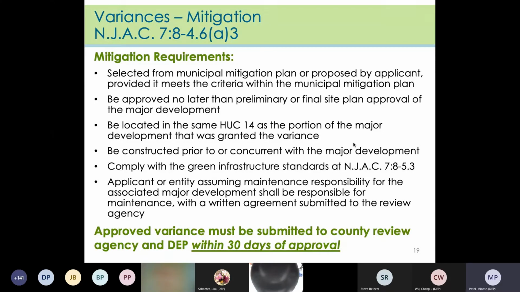It must be approved no later than the preliminary or final site plan approval, must be located in the same HUC 14, and must be constructed concurrently or prior to the major development. It must meet the GI standards, and the entity assuming the responsibility of maintenance for the project must submit a written agreement to the review agency. Lastly, the approved variance must now be submitted to the county review agency and the DEP within 30 days of approval.